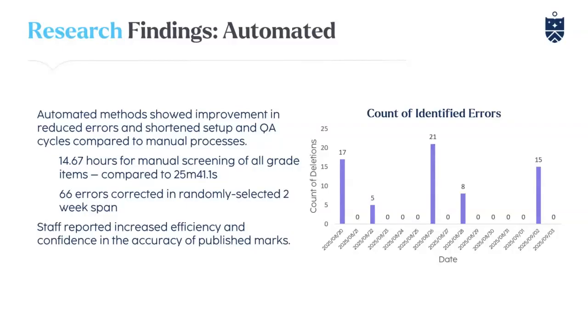And then we also just did a random check in one of our group chats to count the number of issues we identified over a 2-week span, and so proactively identifying those 66 errors in that single case.